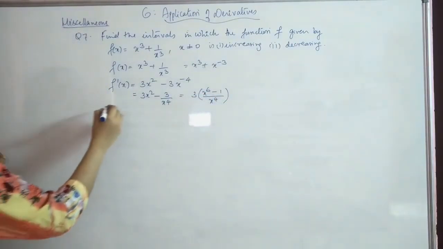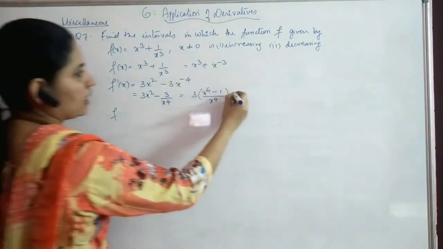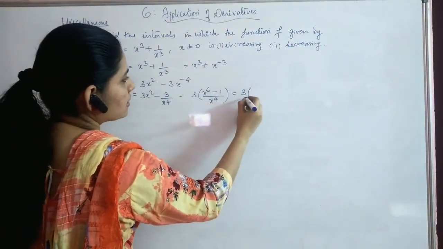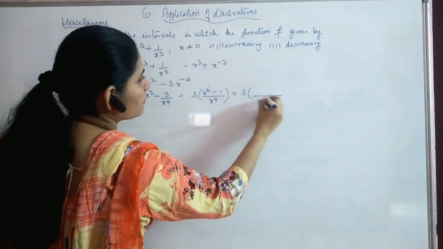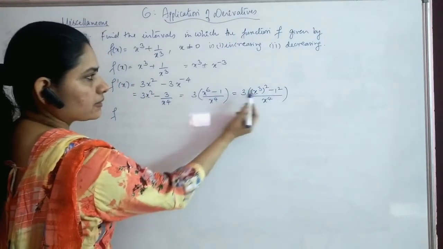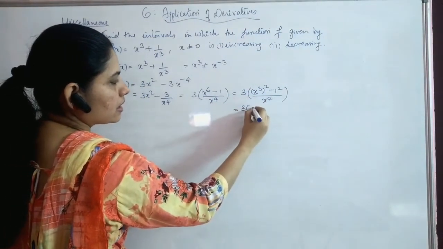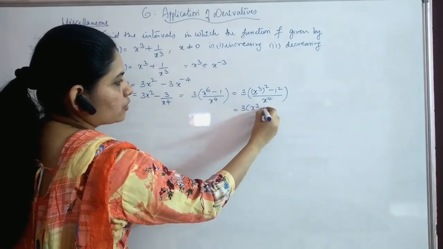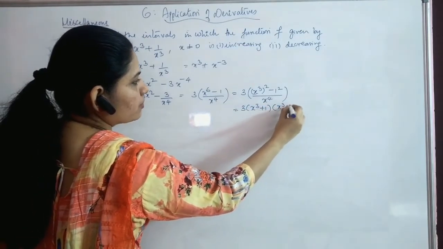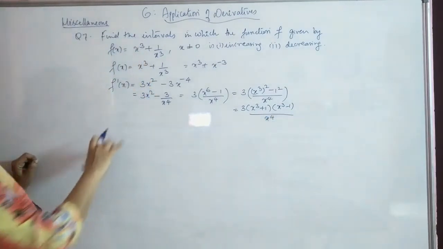Now you have to just see where this is increasing or decreasing. Now again I can just rewrite this as 3 into x cube the whole square minus 1 square. I can write this as, correct? So this is in the form a square minus b square. So this is 3 into x cube plus 1 into x cube minus 1, a plus b into a minus b, divided by x raised to 4.